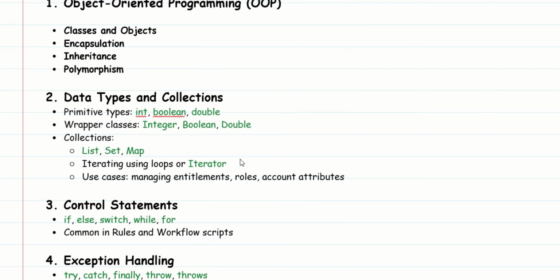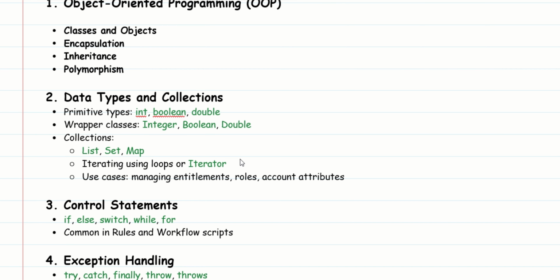Collections like map, list, and set are rigorously used in SailPoint. If you want to retrieve some custom object, it is stored as a key map itself. And for the list, if you get a user's links, it will be a list of links itself. So you need to understand how to iterate over the links and maps.